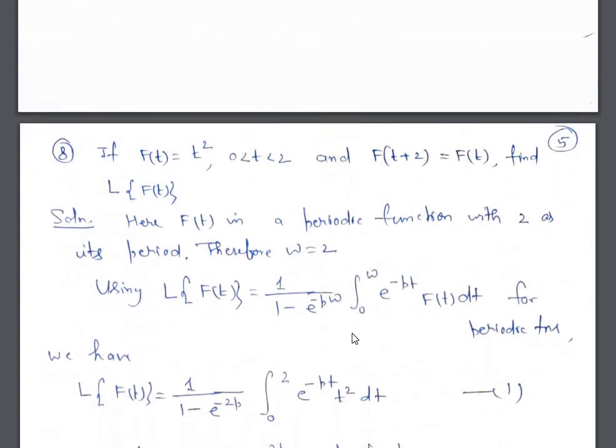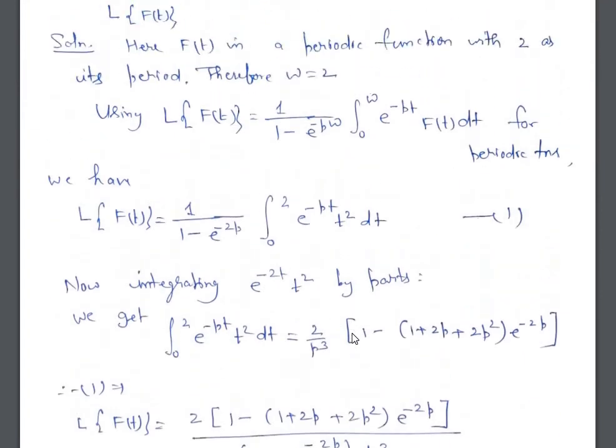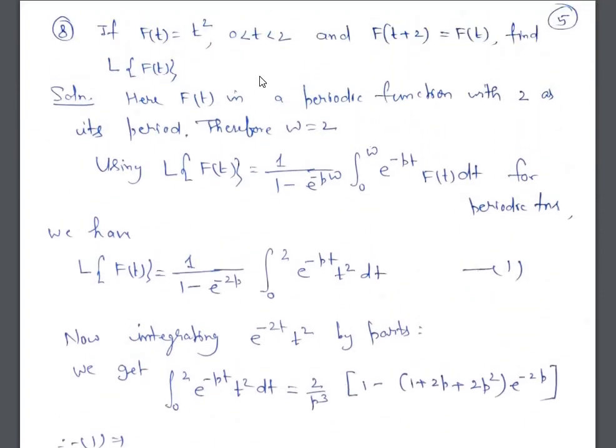Now, let us take the last example based on periodic functions. If f of t is equal to t square, where t lies between 0 and 2, and f of t plus 2 is equal to f of t, find L of f t. Because f of t plus 2 is equal to f of t, that means f t is a periodic function with 2 as its period. So, therefore, omega is equal to 2.